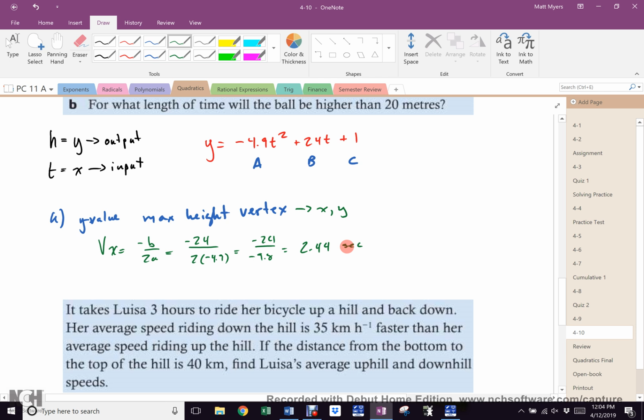How do I find the height if I know the maximum time? Where does that go? Plug in for t. Once I plug in for t, I would get the height equals negative 4.9 times 2.44 squared plus 24 times 2.44 plus 1. Agreed? Easy to do with a regular calculator. Right? Okay. How would I do B?